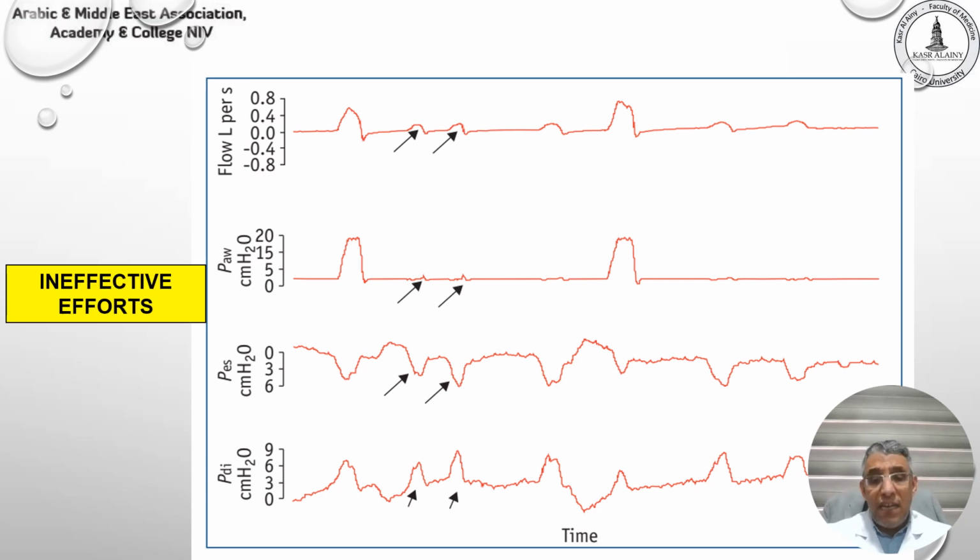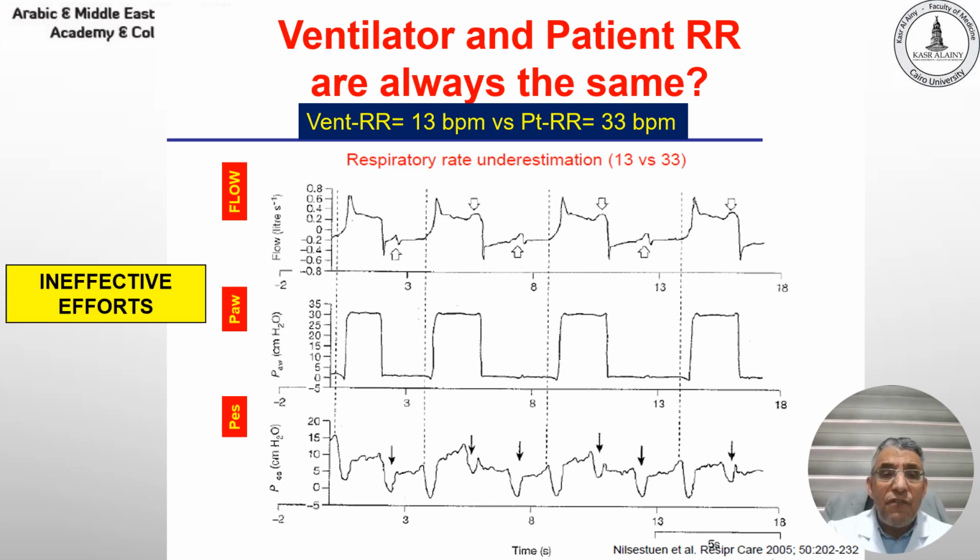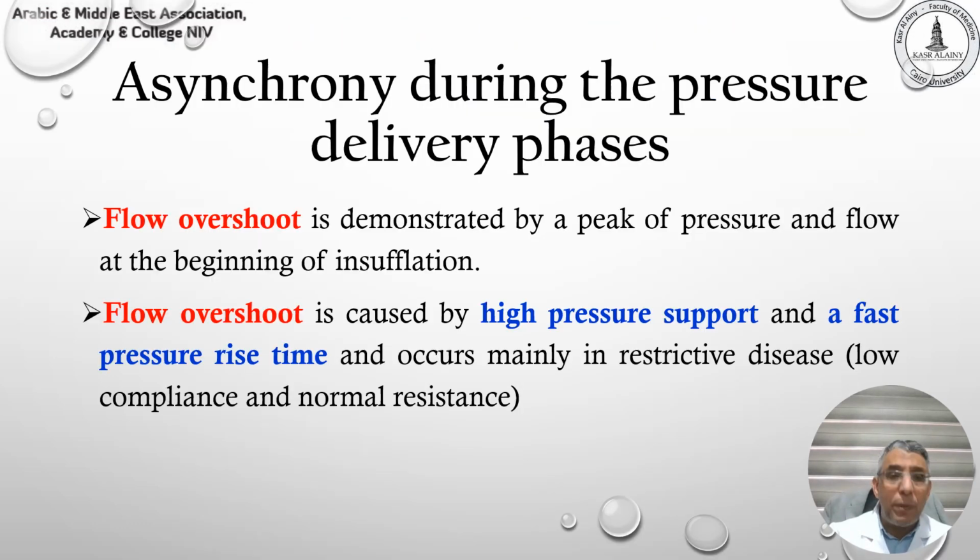This is ineffective effort. How can I assess? Clinically, by observing the respiratory rate of the patient. If the respiratory rate of the patient is more than the rate that the ventilator gives, the patient is trying to make effort, but the ventilator does not respond. So this is also ineffective effort. The most common cause of ineffective effort in patients with chronic obstructive airway disease is the presence of auto-PEEP.